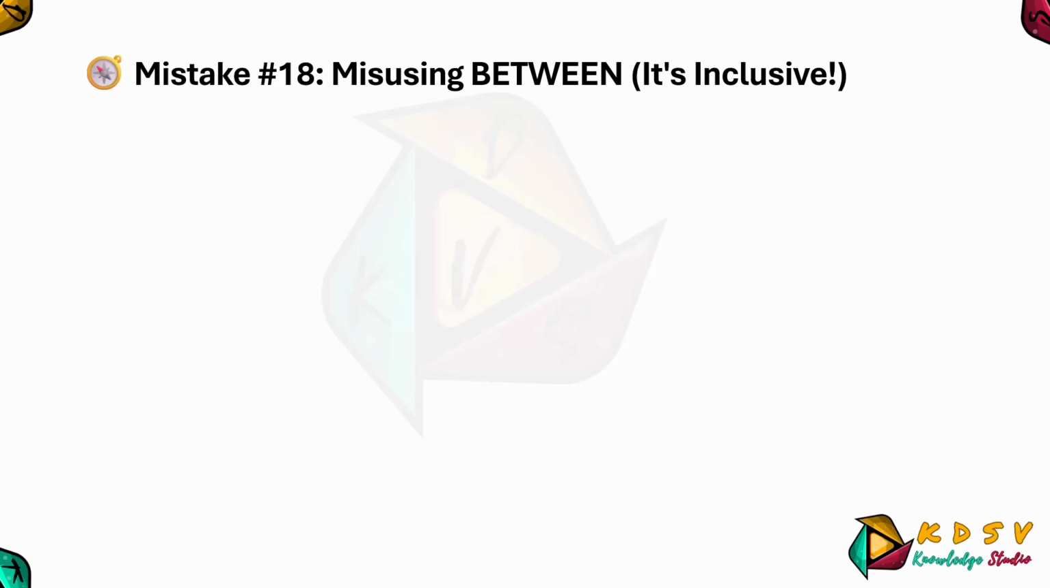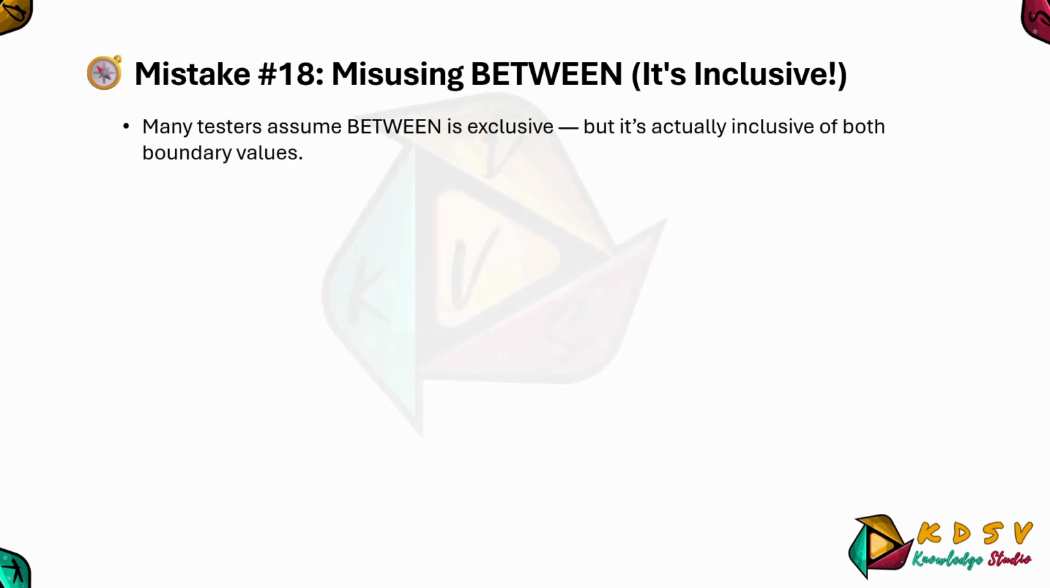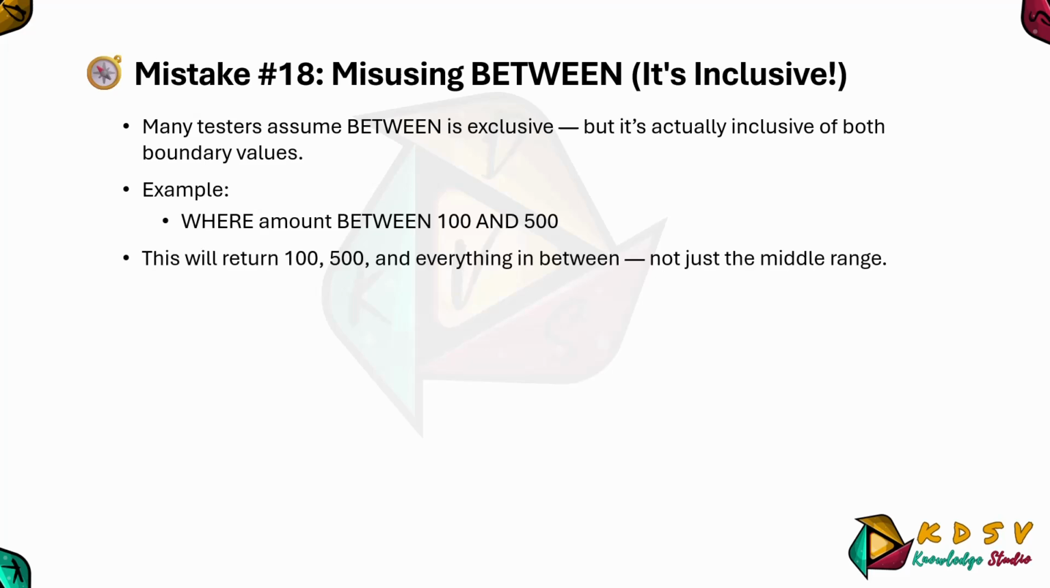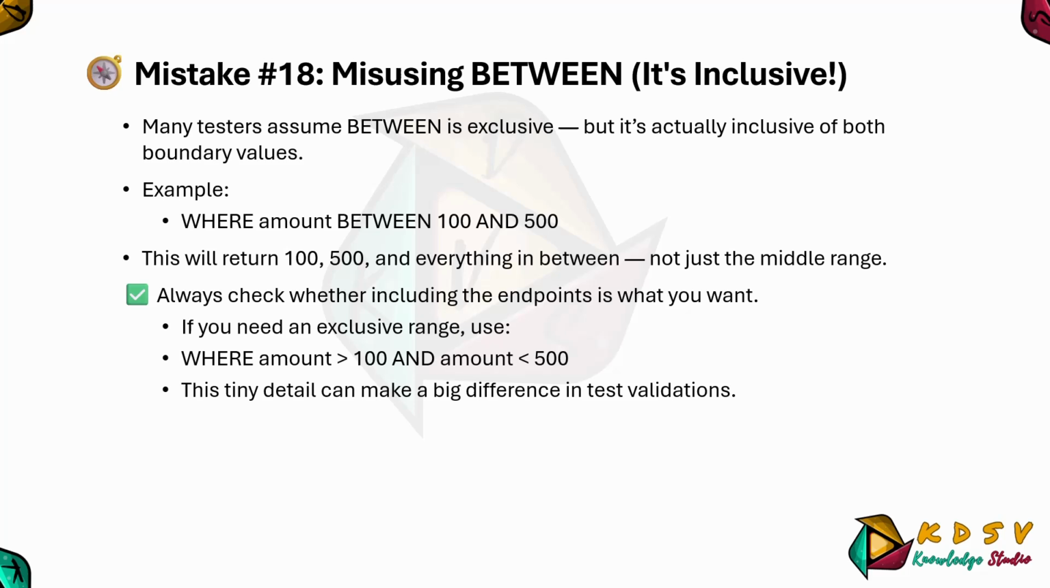Mistake number 18: misunderstanding BETWEEN. Many testers assume BETWEEN is exclusive, but it is actually inclusive of both boundary values. For example, where amount between 100 and 500 will return 100, 500, and everything in between, not just the middle range. Always check whether including the endpoints is what you want.